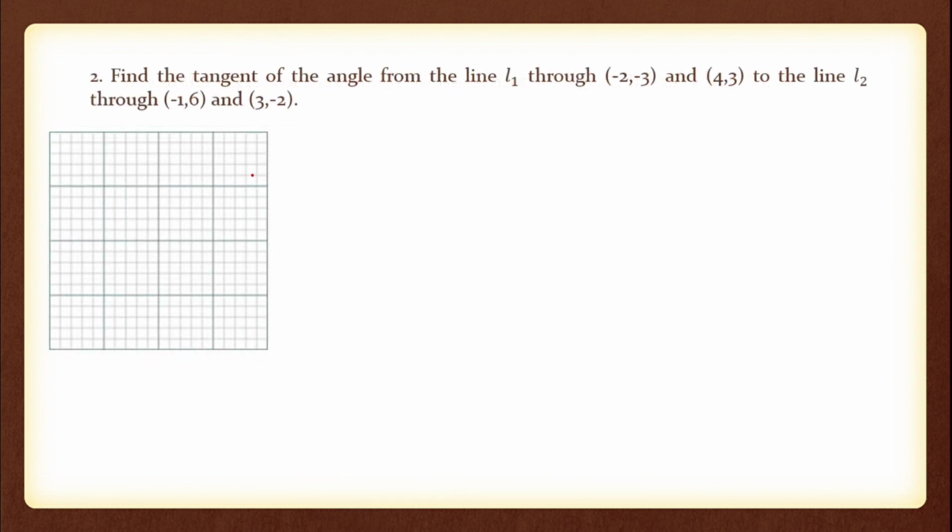Find the tangent of the angle from line L1 through (-2, -3) and (4, 3) to the line L2 through (-1, 6) and (3, -2). The first thing that we're going to do is we need to plot.